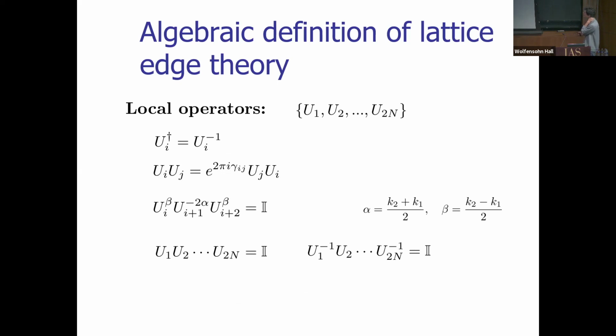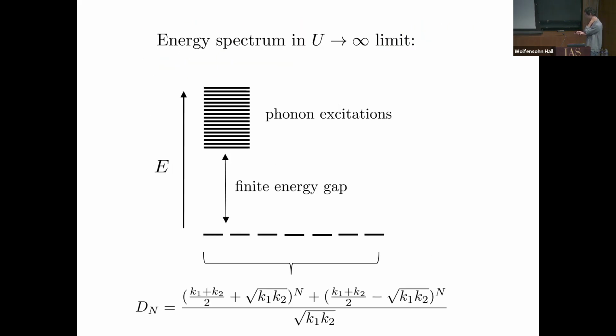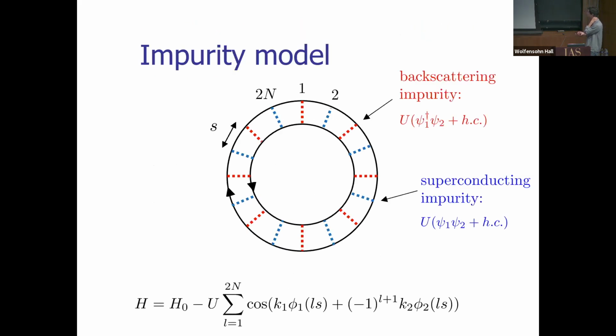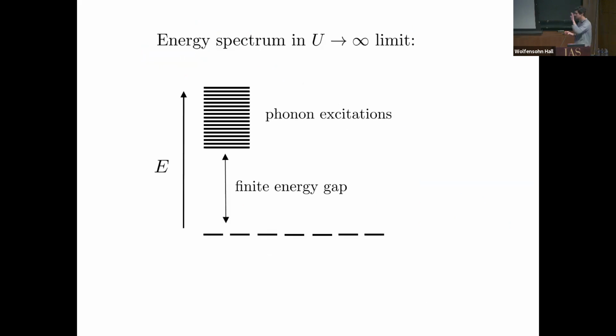Maybe I can tell you physically what they mean in a second. Maybe I can just say that physically these U operators correspond to instanton tunneling terms. So, when you take U to infinity, the arguments of the cosines get locked to multiples of 2 pi, but you can have a tunneling where you shift it by 2 pi. And each U term corresponds to that 2 pi tunneling term for the ith impurity. That's just the physical interpretation.